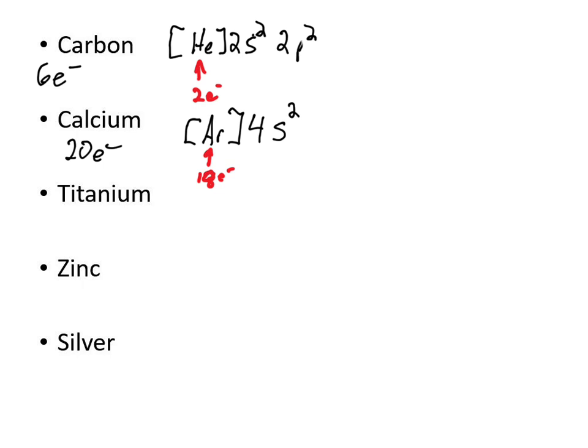So then let's do titanium real quick. Titanium is going to be 22 electrons. John, I'll get you in just a moment, okay? Titanium is going to go back to argon also. That'll again be 18 electrons. Then 4s2.